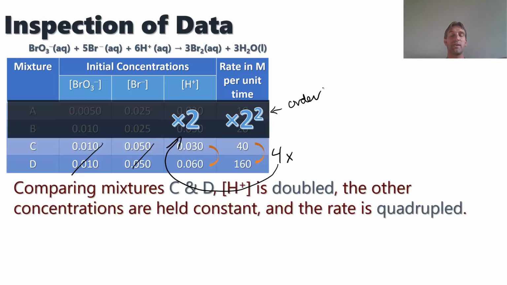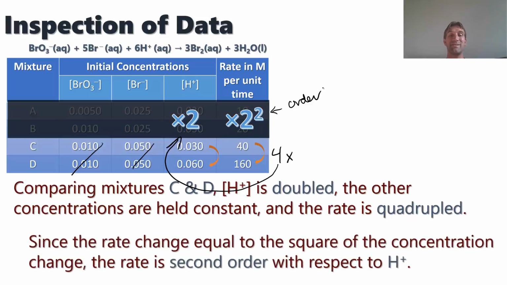Since I'm doubling the hydrogen ion, the rate is quadrupling. That tells us this must be second order with respect to the hydrogen ion.